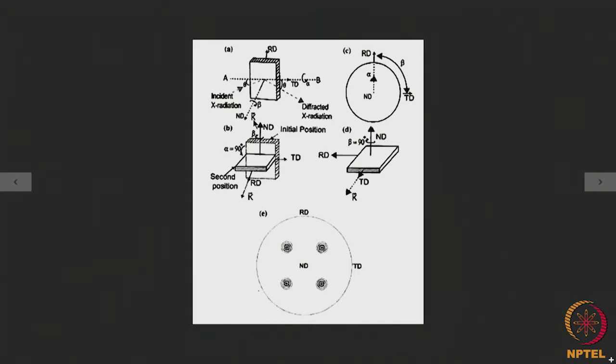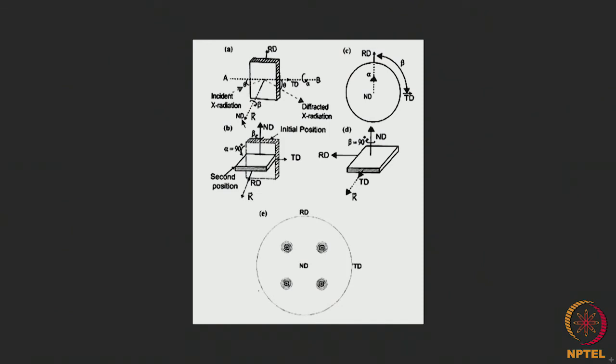What is the K vector? The K vector divides the angle between the incident direction and the diffracted direction. So, it bisects the angle between the incident X radiation direction and the diffracted direction. So, this is the K vector. When the sample is in its vertical position, at the beginning of the experiment, the K vector and ND are in the same direction.